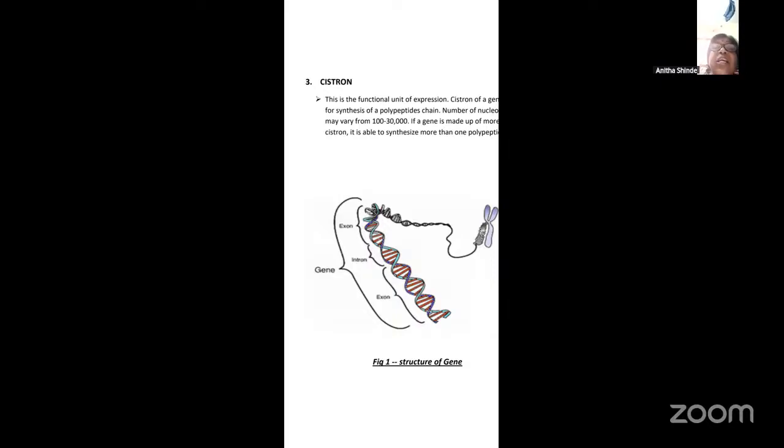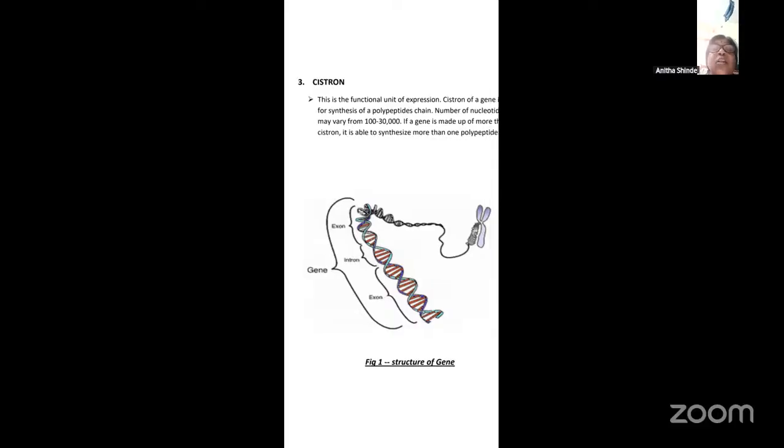So if a gene is made up of more than one cistron, then what happens? It is able to synthesize more than one polypeptide. So we expect the gene to consist of more than one cistron. If it has more than one cistron, then it will be able to synthesize more than one polypeptide. So the number of nucleotide pairs present in the gene ranges from 100 to 30,000.